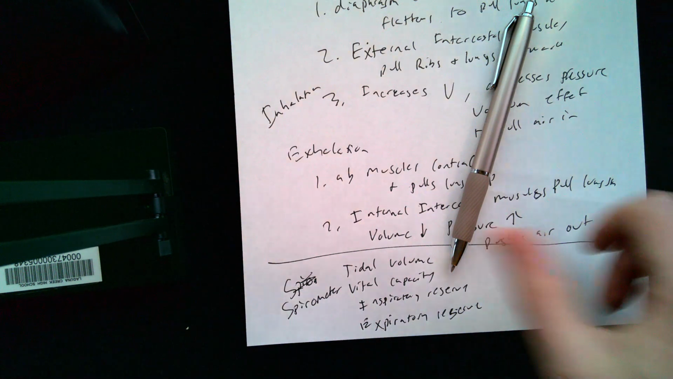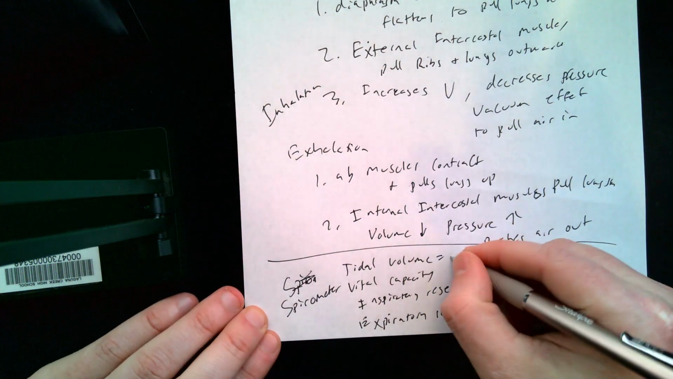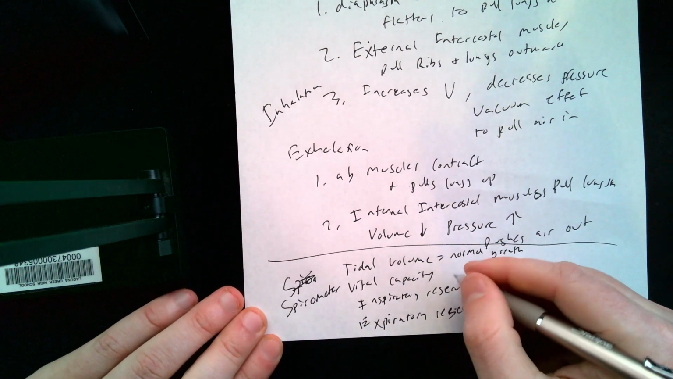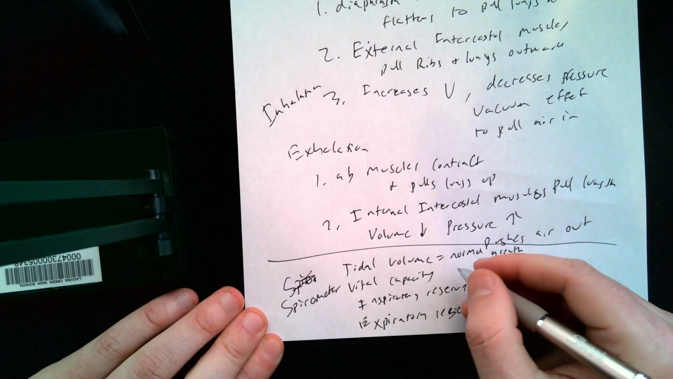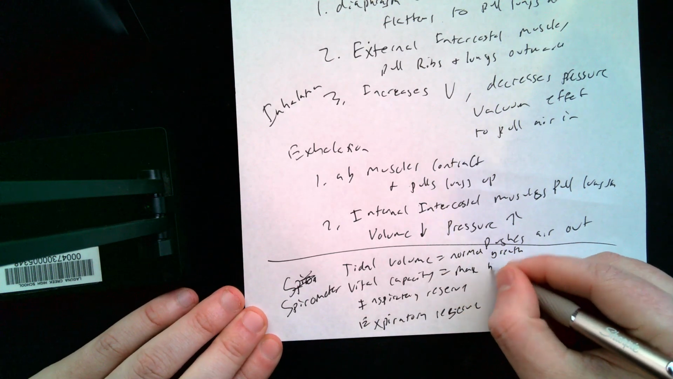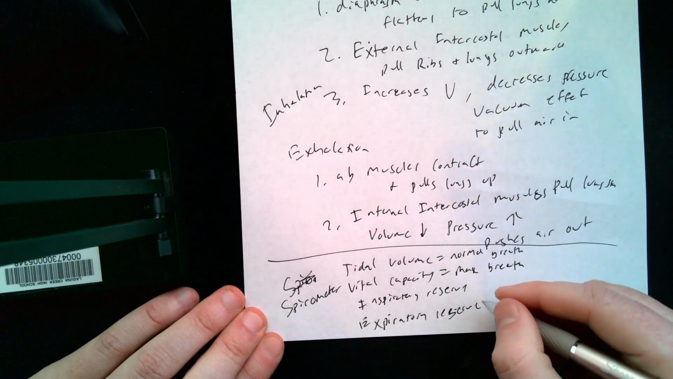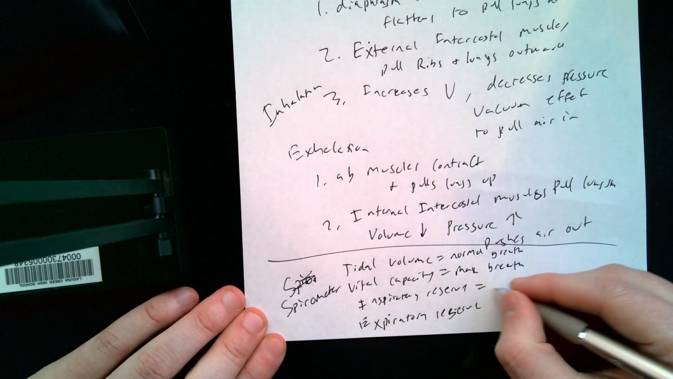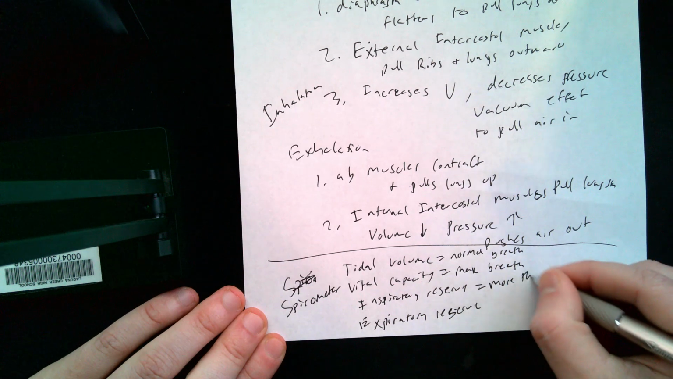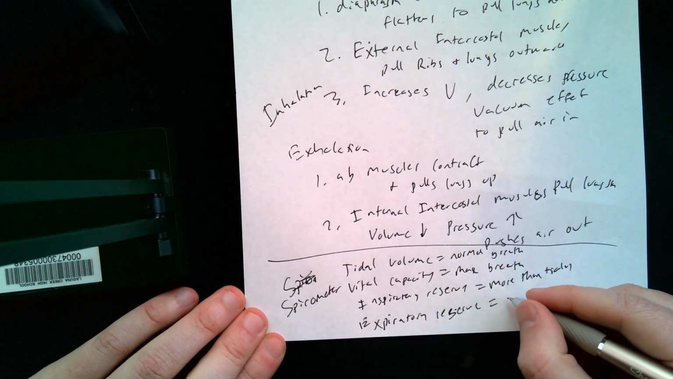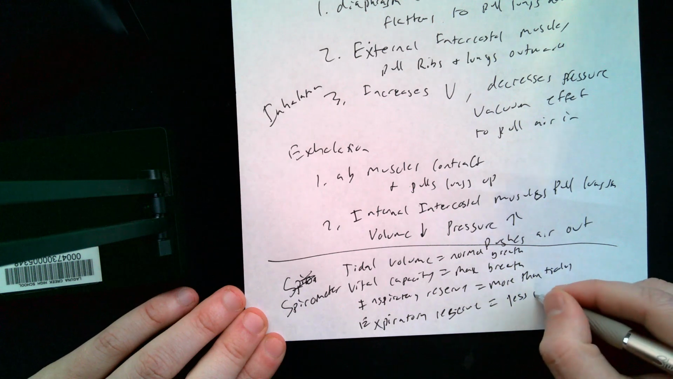Now, these different things: the tidal volume is your normal breath. It's how much air you expend normally. Your vital capacity is the maximum you can breathe in and out, so the maximum of your breath. The inspiratory reserve is the amount you can take in more than tidal, and the expiratory reserve is the amount less than tidal.